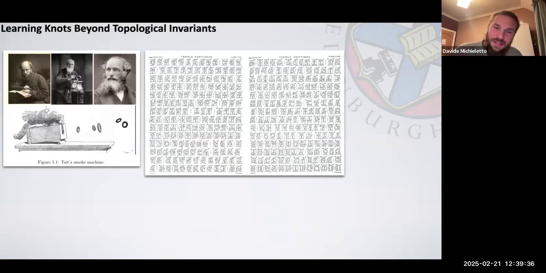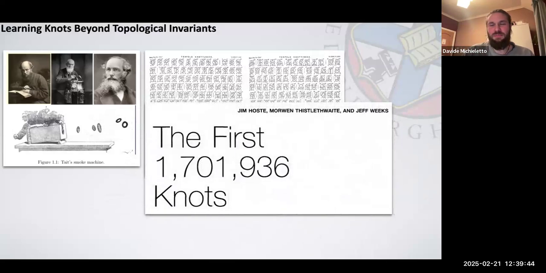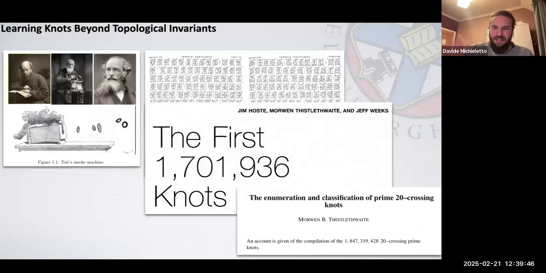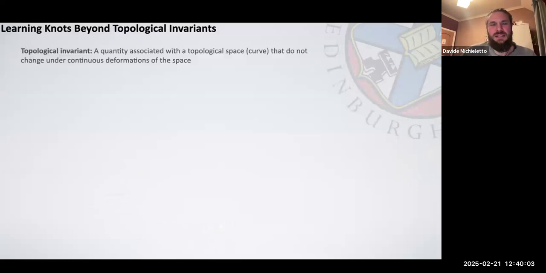That was how knot theory started, essentially, how the tabulation of knots started. Since then, there's been an explosion of knots, and I think the latest table goes up to 20 crossing knots or something like this. It's an impressive number of knots that you can find through computers. But the question is, how do you know that they're all different? That's the big question.